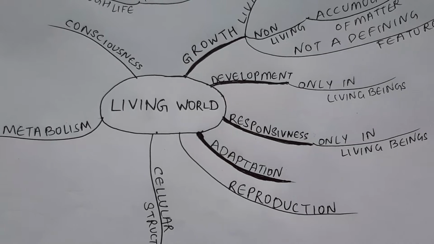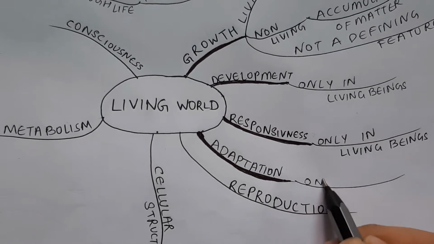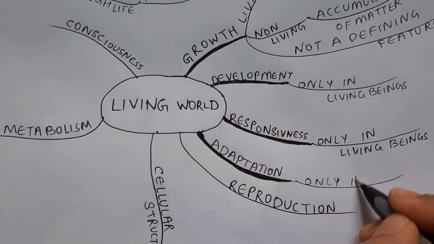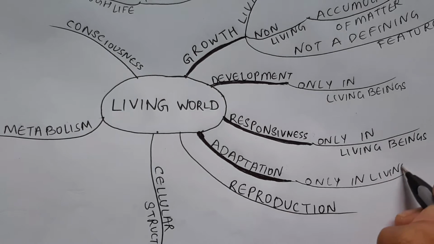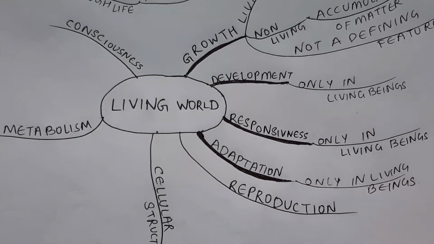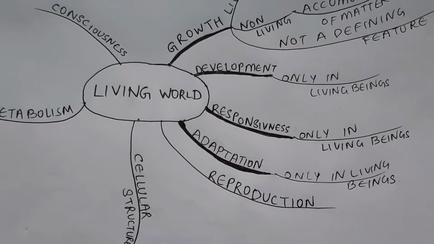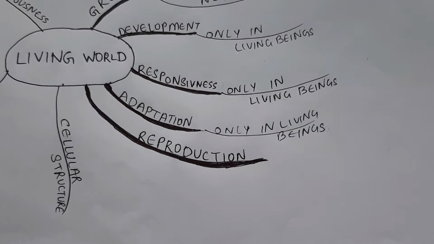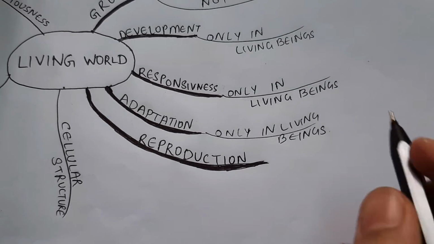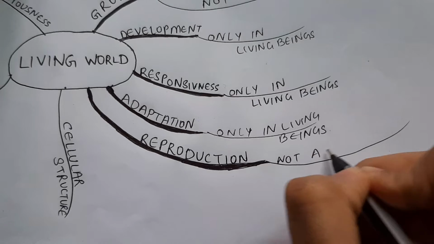Let's look at the next one, which is adaptation. This is also seen only in living beings, because only living beings have the capability to adapt to their environment. They can get used to the environment, not non-living things. So this is also a defining feature of living organisms. Next feature we have is reproduction. Reproduction is not a defining feature.